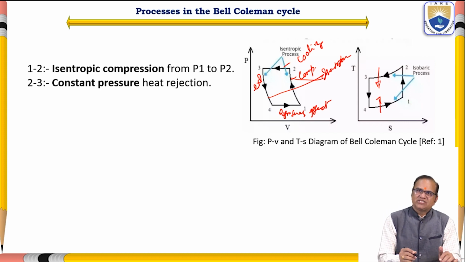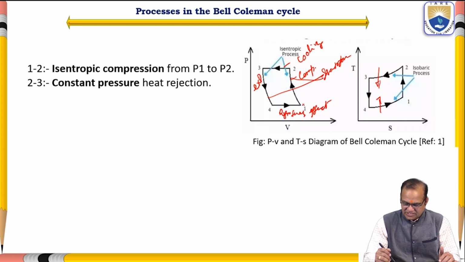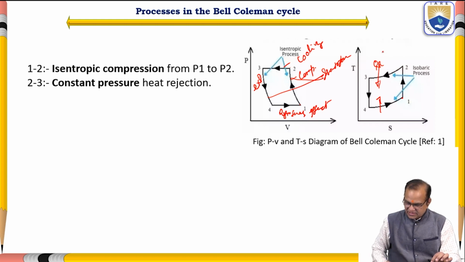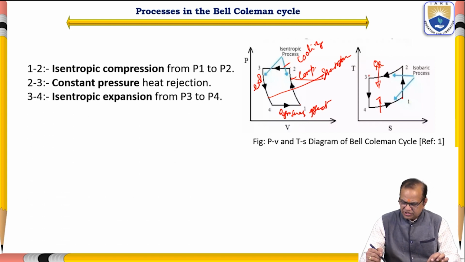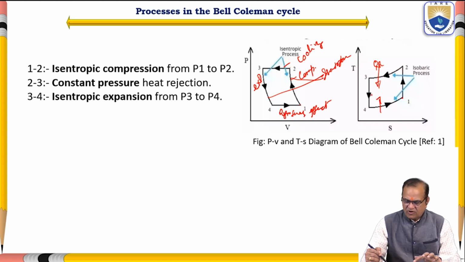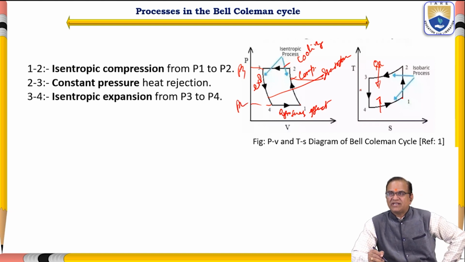1 to 2 is an isentropic compression. Pressure rises from P1 to P2, temperature also from T1 to T2. Pressure and temperature are raised. Next, 2 to 3 is a constant pressure heat rejection. QR, heat is rejected. Then 3 to 4 is isentropic, from P3 to P4. Pressure is falling down, and if you see here, temperature is also falling down in a turbine. This is the turbine and this is the compression.